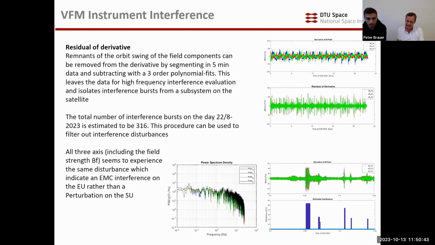As said, they are probably some interference by other instruments, but it is most likely not from a perturbation on the sensor itself, but an EMC interference, since it is not a specific frequency, but more the noise level of the instrument that is increased while we're having these interferences.